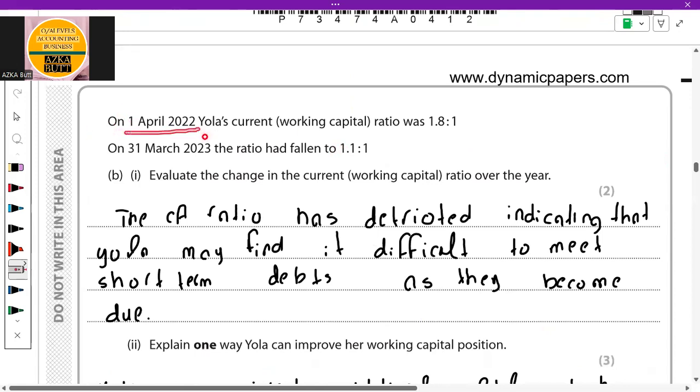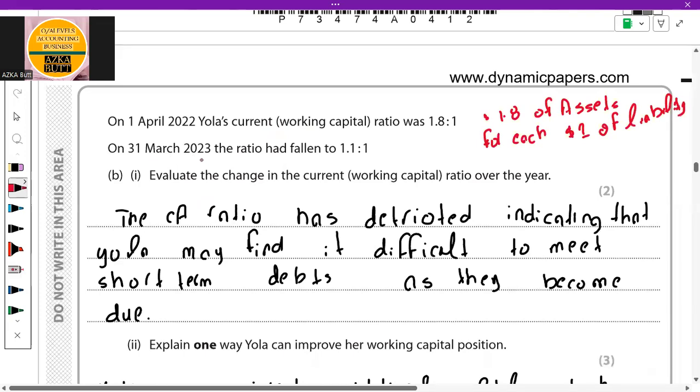Okay, now we have the other question. On 1st April 2022, YOLA's current working capital ratio is 1.8 to 1. Current ratio or working capital ratio means how many assets you have for the liabilities. So 1.8 to 1 shows that you have $1.8 of assets for each $1 of liability. So this is a good sign.